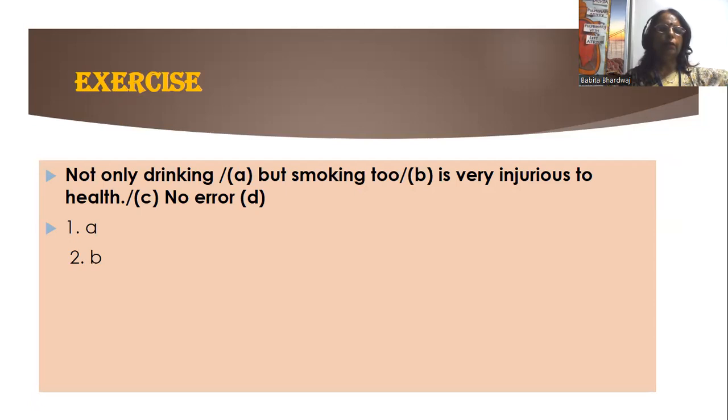So here you see the options. There is again no error in the sentence. First of all, you should analyze the sentence in such a way so that you will be able to find out the error. But if you are not able to locate it, then there is a possibility that there is no error in the given sentence.